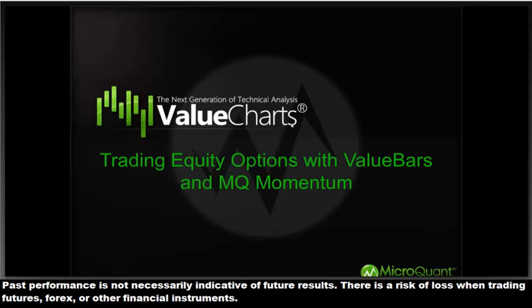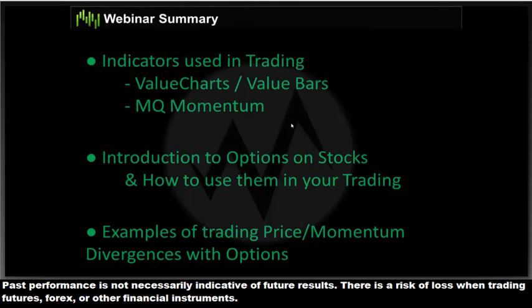Okay, now moving on to the topic of tonight's webinar, trading equity options with value bars and MQ momentum. Again, tonight I'm first going to talk about the indicators used in options trading, primarily value bars and value charts, and then also the MQ momentum indicator. Secondly, I'm going to introduce you to trading options on stocks and how to use them in your trading. Thirdly, I will discuss the price momentum divergence setup, show you how to find them on stock charts, and then how to trade them with options.